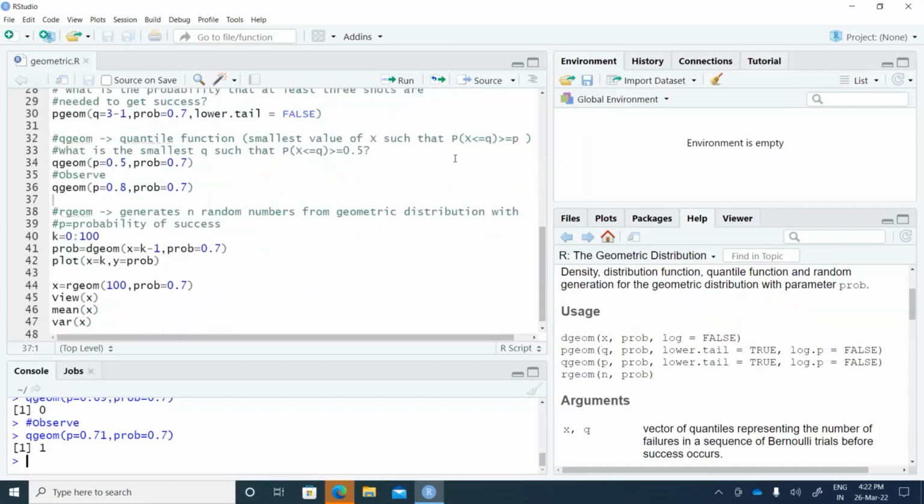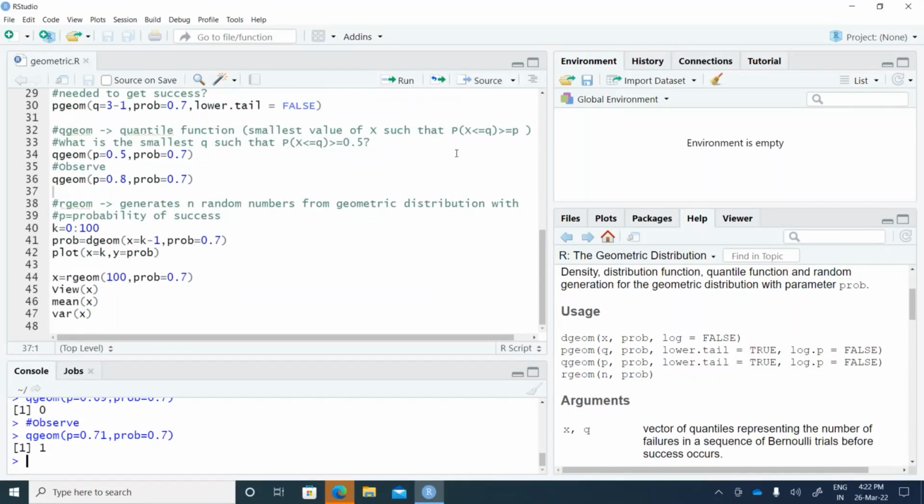Okay. And at last, let's look at rgeom. As you are aware, rgeom, rbinom, rnorm, rpois, they generate n random numbers from the respective distributions. So here also the syntax is again, we need to give how many random numbers we need, and the probability of success. That would suffice. Use this rgeom function to generate data, check out how the mean and variance look, how the plot of the probability distribution should be, and so on and so forth.